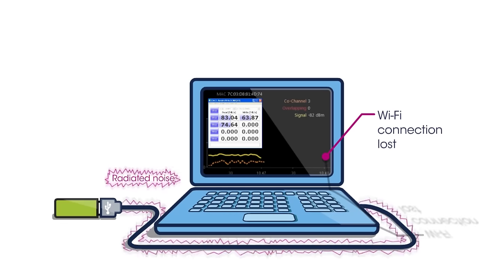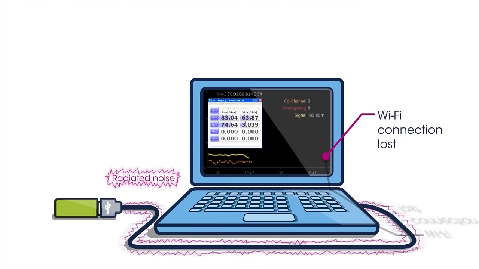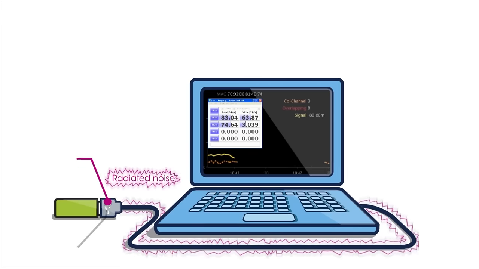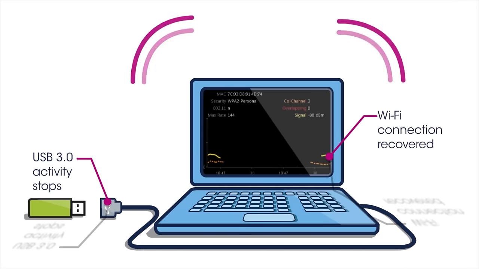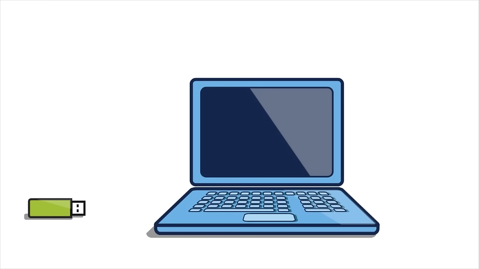When the USB 3.0 link becomes inactive, the Wi-Fi connection is reestablished, showing that antenna desense is caused by the noise. To prevent this phenomenon from occurring, the solution is to filter out the disturbance.